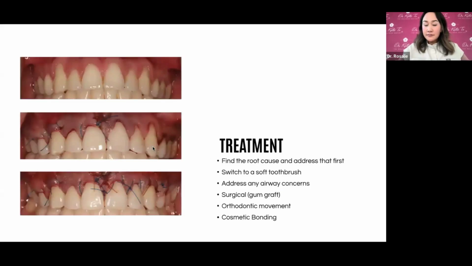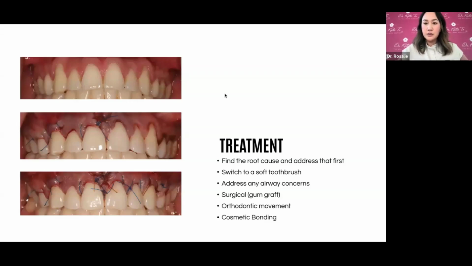But like I keep saying, number one, you have to find the root cause and address it. I won't do surgery on a patient if I don't know the reason why they have this recession in the first place. Because what's going to happen is they're going to end up going home doing the exact same thing that they've always been doing, not getting anything addressed like their airway issues, their clenching, grinding, their aggressive brushing. And then all my surgery will go to waste. They're going to go home and then you're just going to get recession all over again. Right? So what I do first, always, I find the root cause.